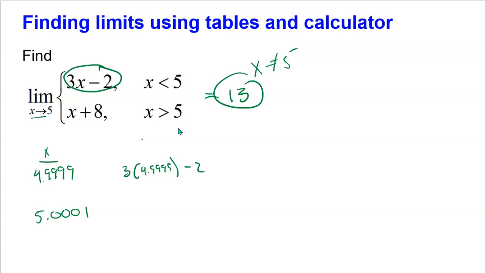So I have these two very different functions, 3x minus 2 and x plus 8. But as they get closer and closer to 5, the y value is getting closer and closer to 13.